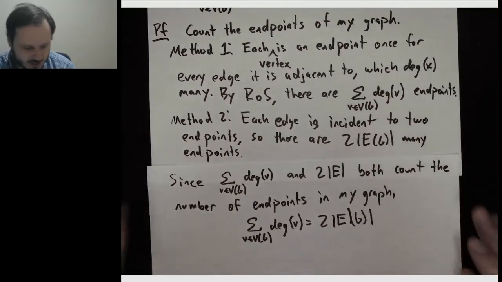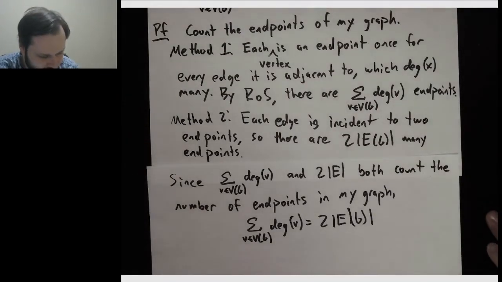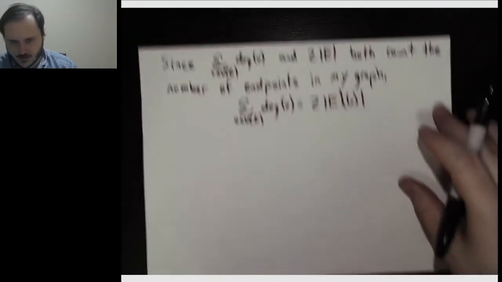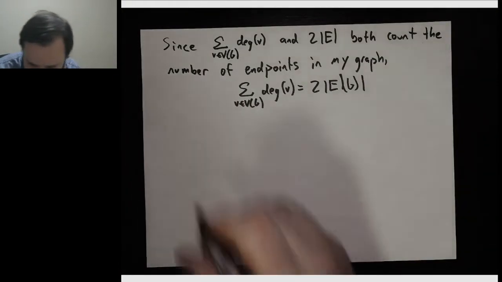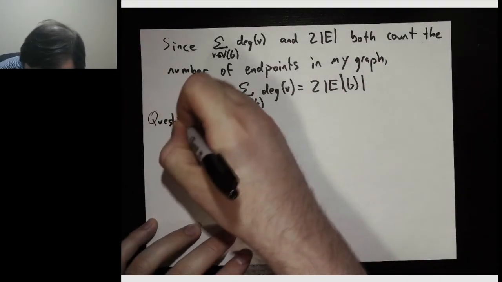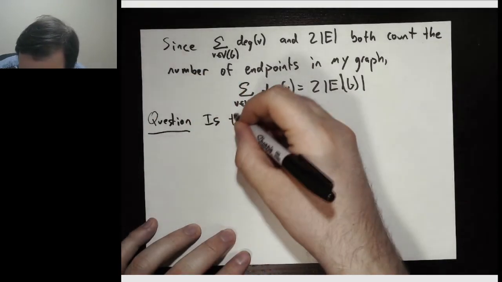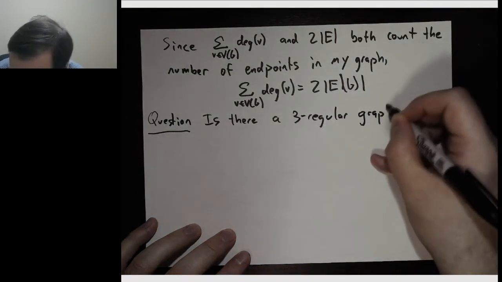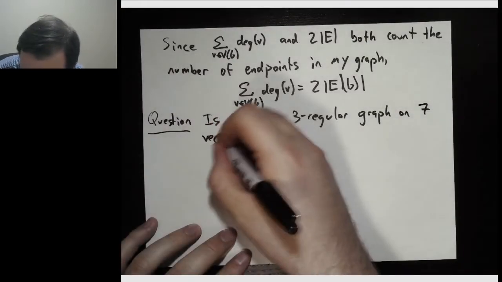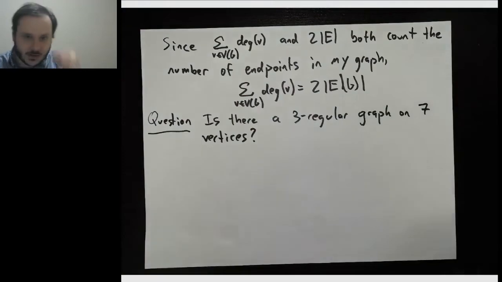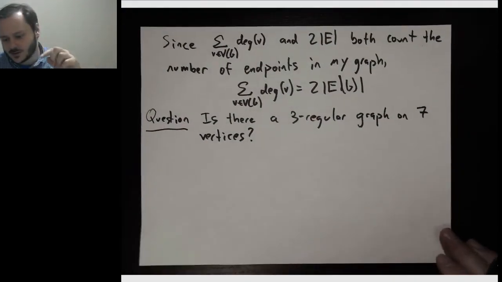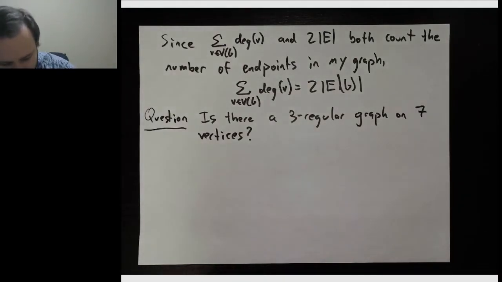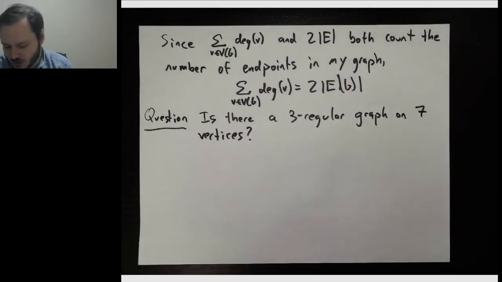So I want to use the handshake lemma to talk a little bit more about k-regular graphs. That'll be the last thing in part 2. Question: is there a 3-regular graph on 7 vertices? So I want to find a graph where there are 7 vertices and every vertex has degree 3. Now again, it's a relatively easy to state problem. Let's try and do it.